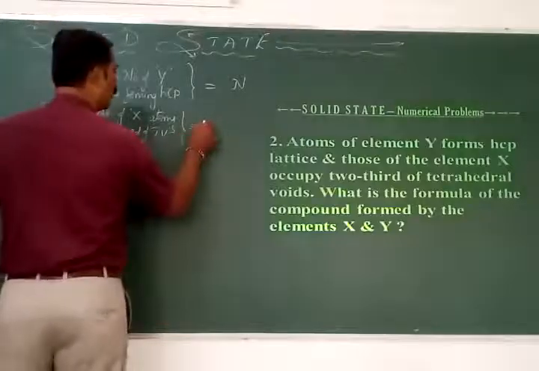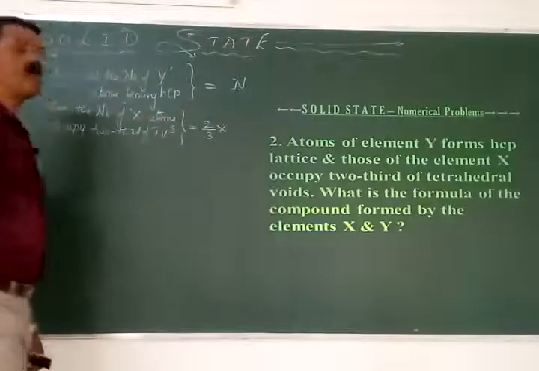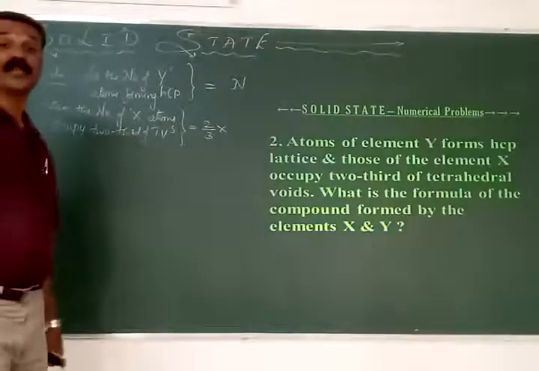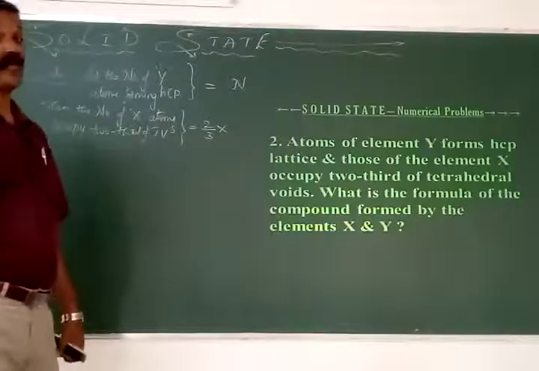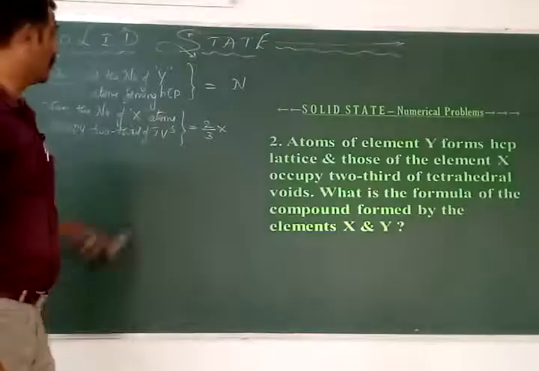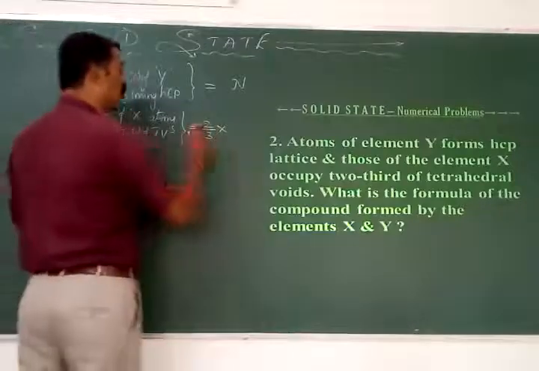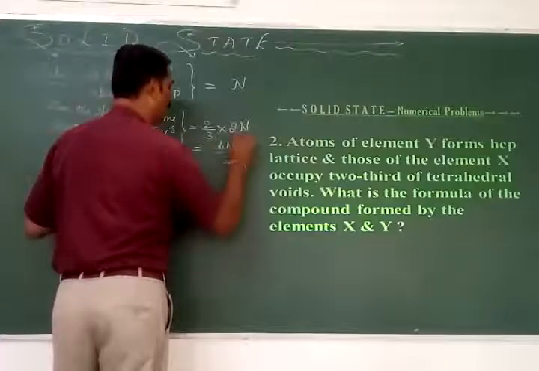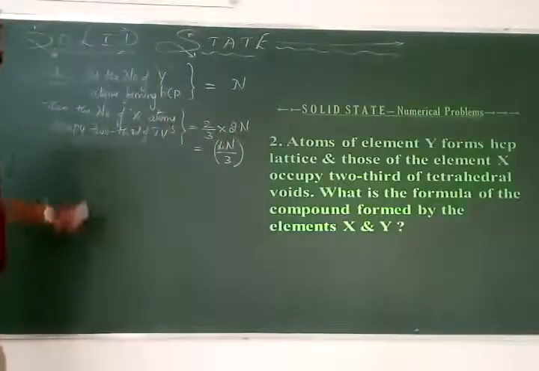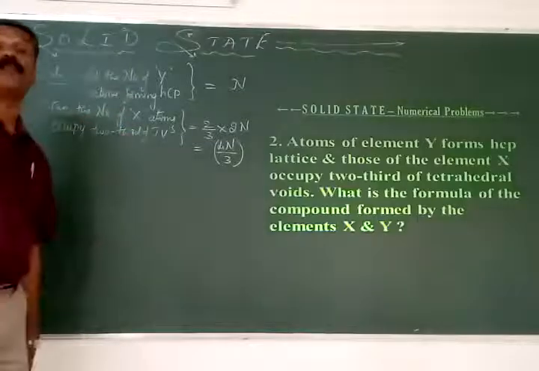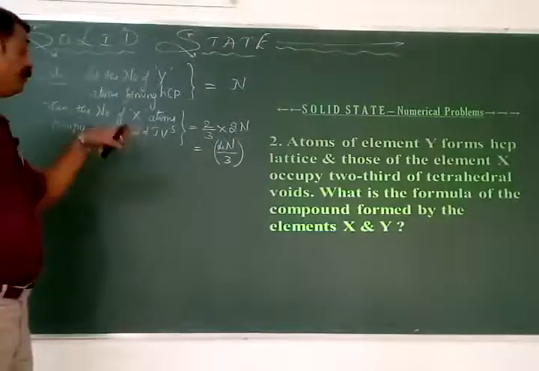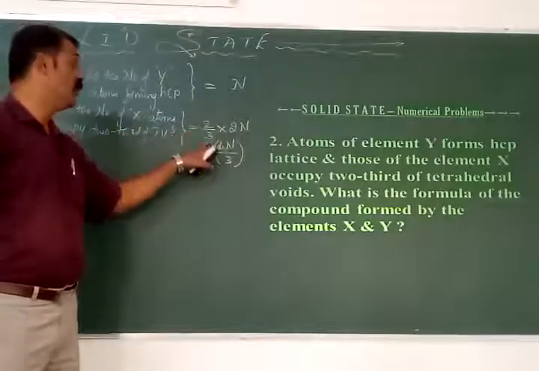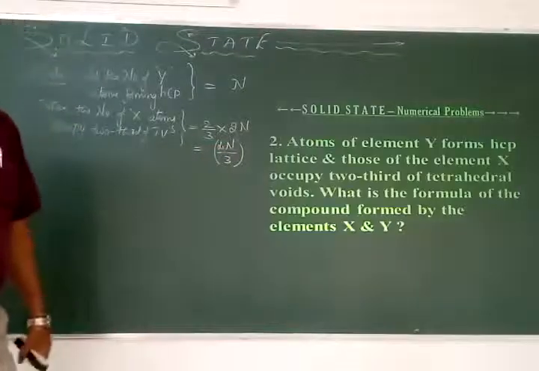So here it is 2/3 of which voids? Octahedral voids or tetrahedral voids? Here it is tetrahedral voids. If N is the number of particles, the same number of octahedral voids, but twice the number of tetrahedral voids. As it is tetrahedral voids, it is 2/3 of 2N, that is equal to 4N by 3. This is the number of X atoms, which occupy not all the tetrahedral voids, only 2/3 of them, so it is 2/3 into 2N, that is equal to 4N by 3.